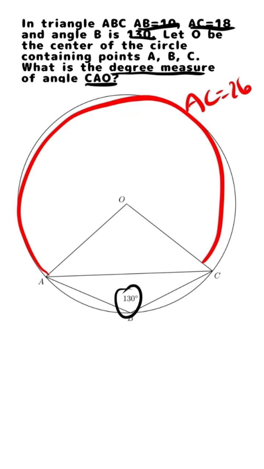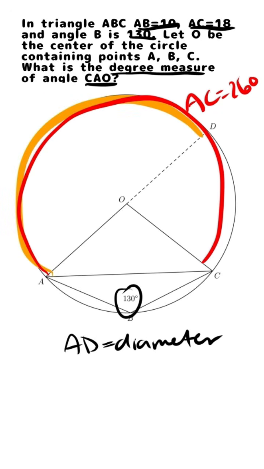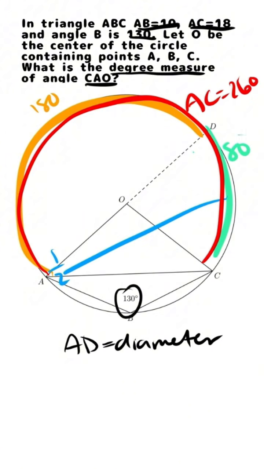So because angle B is 130 degrees, by the inscribed angle theorem, the red major arc AC is 260 degrees, double that. And we can extend AO to point D such that AD is the diameter of the circle. Because of this, the orange arc AD is 180 degrees, and the rest of it, CD, is 80 degrees. Then again, by the inscribed angle theorem, angle CAO should be half of arc CD, which is 40 degrees.